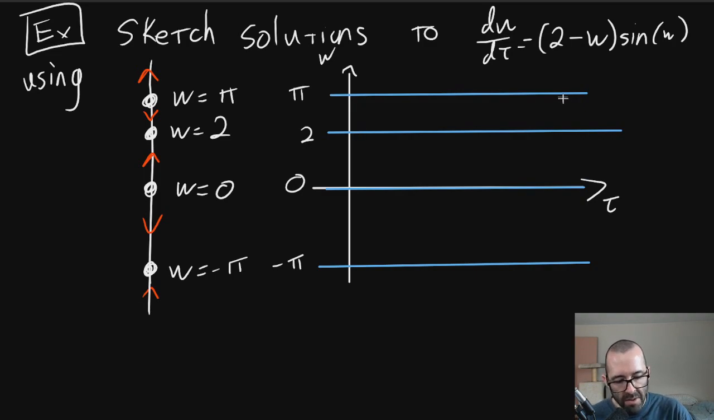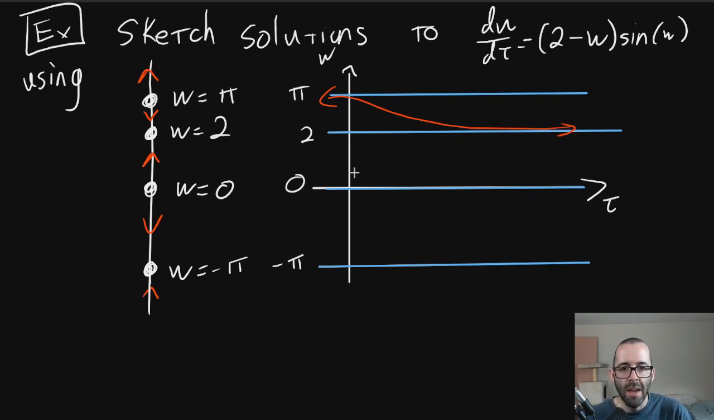So maybe we have some kind of solution that asymptotes, wait, it's decreasing. So it asymptotes down to this one, and then maybe it asymptotes up to here. Maybe that's what a solution looks like in this chunk. Right, it's decreasing. The slope is near 0 when the w value is near 2. The slope is near 0 when the w value is near pi. Sorry, this is a w value of 2. Slope is 0 means horizontal tangent line.